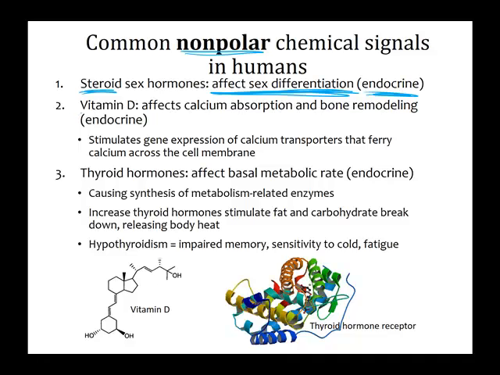Vitamin D is another example of a nonpolar chemical signal. Vitamin D will actually affect calcium absorption from your bloodstream and creation of new bone.